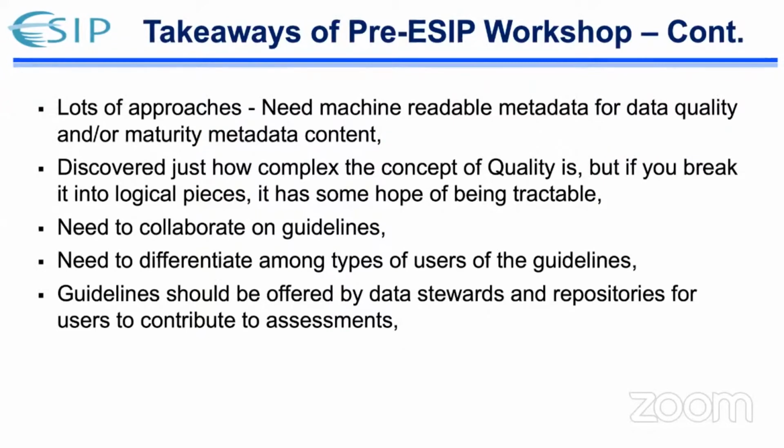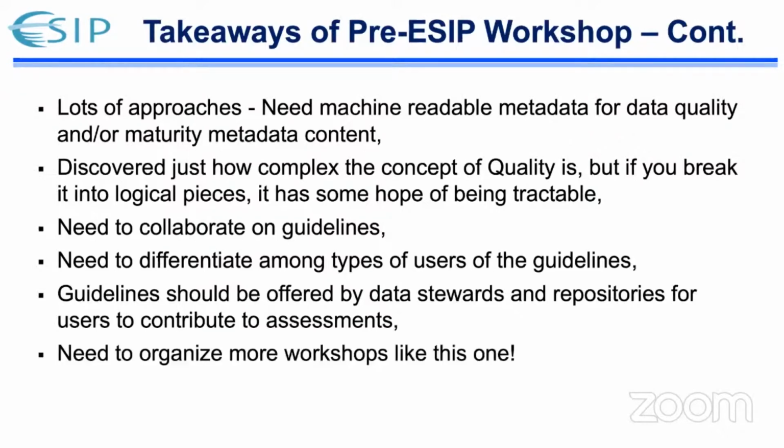And of course, we need to collaborate on guidelines. We also need to differentiate among different types of users and guidelines. It was indicated that guidelines should be offered by data stores and repositories, and that users should be able to contribute to assessment as well. It was also mentioned that we need to organize more workshops like this one, I mean, the pre-ESIP workshop.